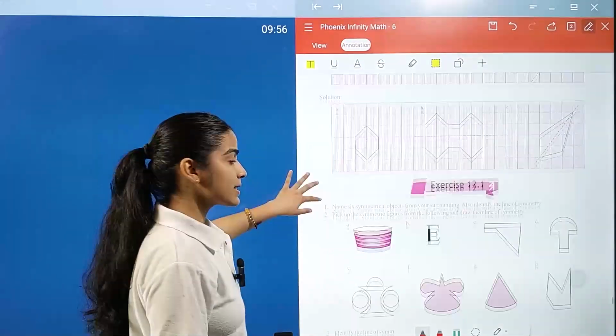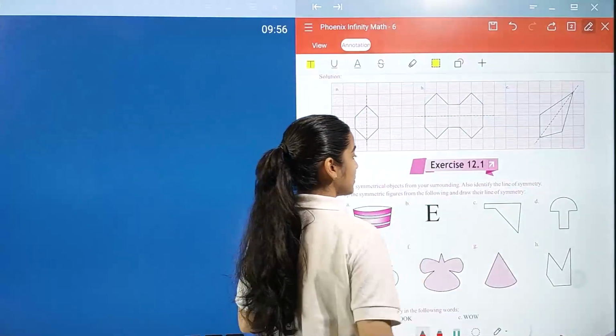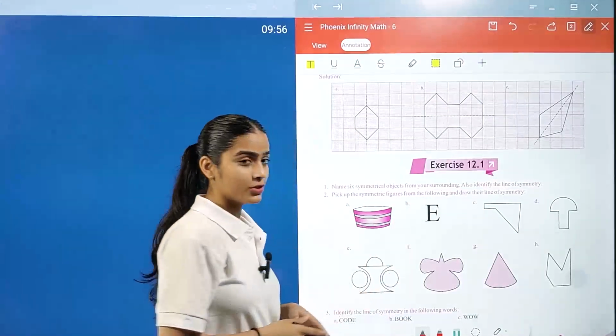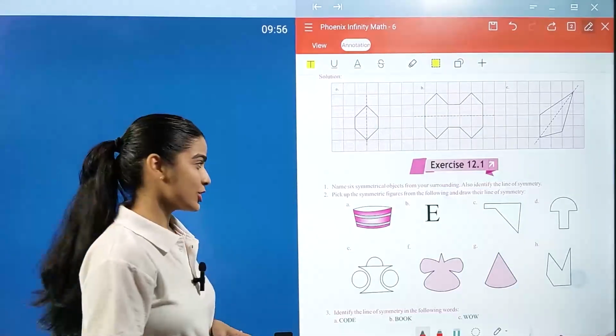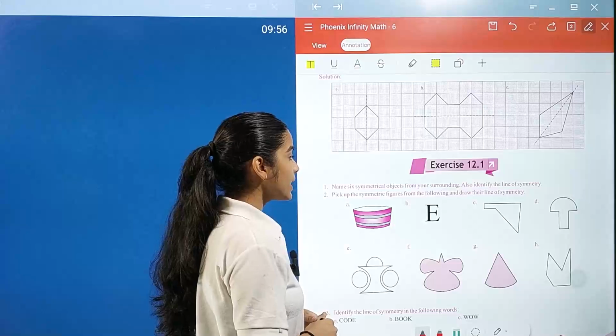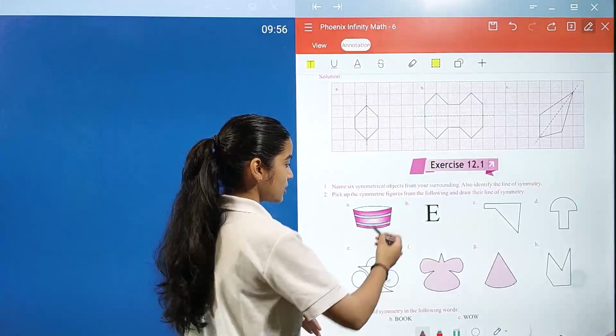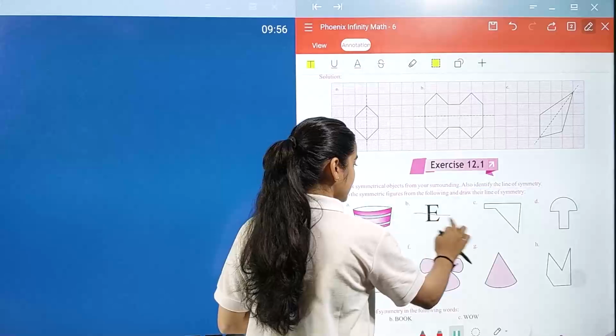Now we have our exercise 12.1. Question number 1: Name 6 symmetrical objects from your surroundings, and also identify the line of symmetry. That is for you to do practically. Now pick out the symmetric figures from the following and draw the line of symmetry. So this E has a line of symmetry, which we have formed horizontally.